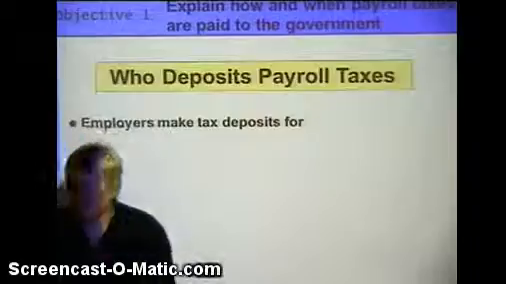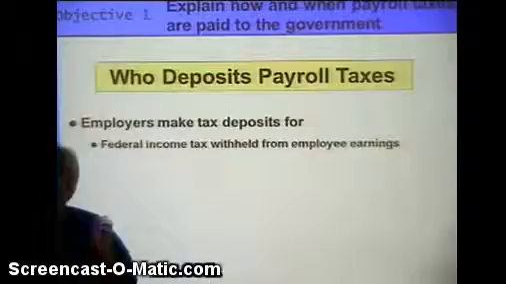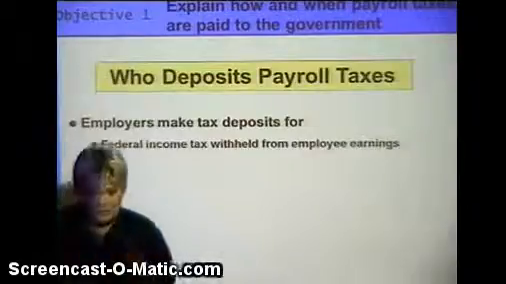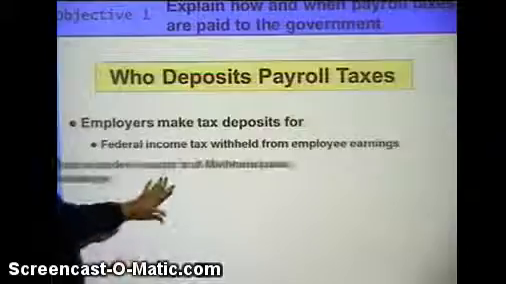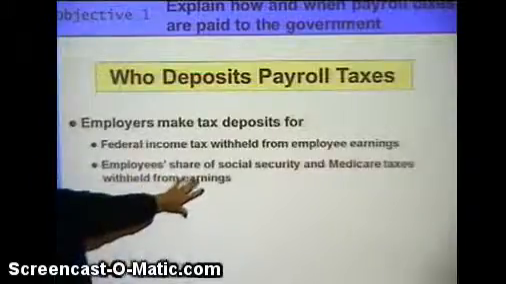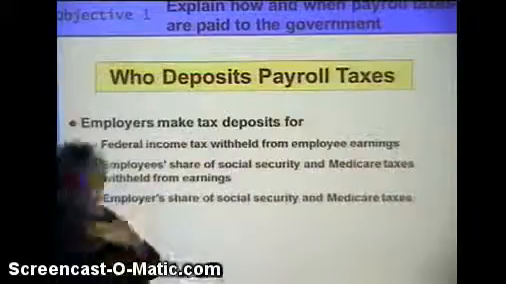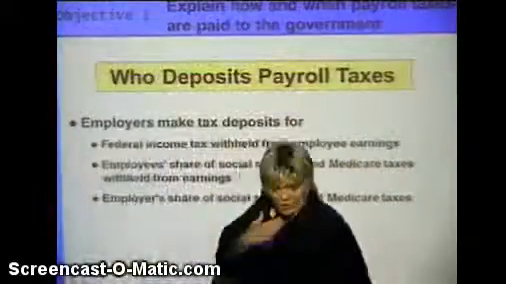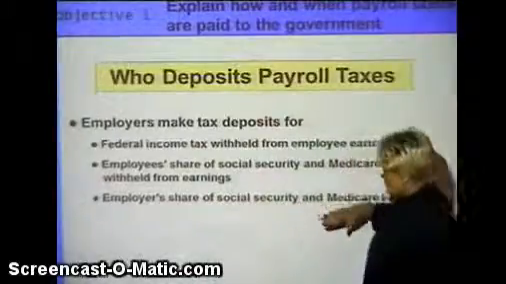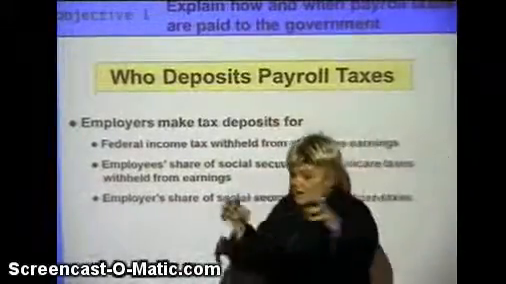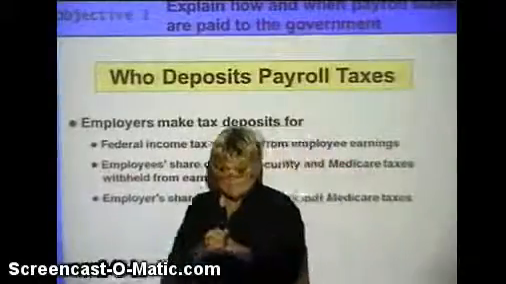purposes. So, the employers make the tax deposits. In other words, we collect the money from the paychecks, put it in that little payables account, collect it up, and then we send it. We collect income tax. We collect the employees' Social Security and Medicare. Then we put our part in there too. The employer matches the Social Security and Medicare. So all that goes in those accounts shown as payable that have to be paid to the government.